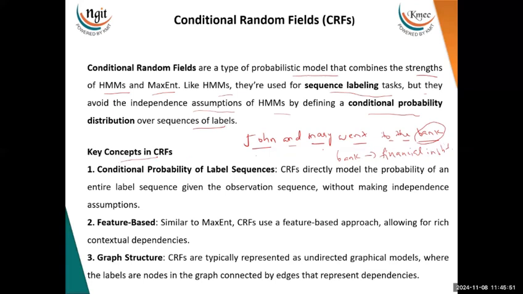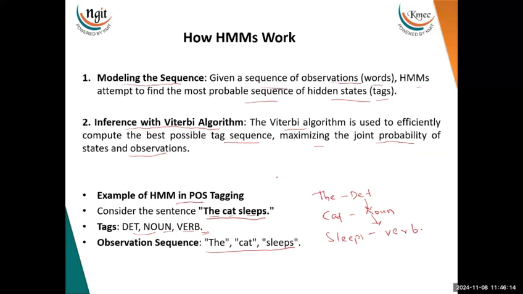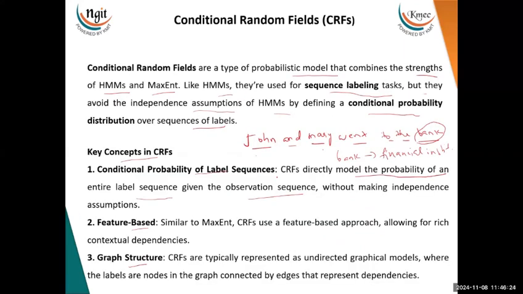So these are the key concepts in CRFs, that is conditional random fields. First one is conditional probability of label sequence. Then feature based. Then graph structure. What are these? Let's see. Conditional probability of label sequence: here I directly model the probability of an entire label sequence given the observation sequence. The observation sequence, as seen earlier, is the tokenized words from the given sentence in this slide. That's one: the observation sequence, without making independence assumptions.